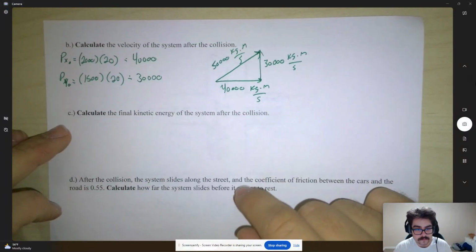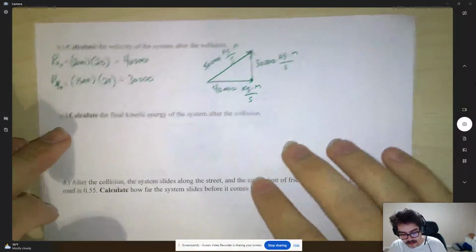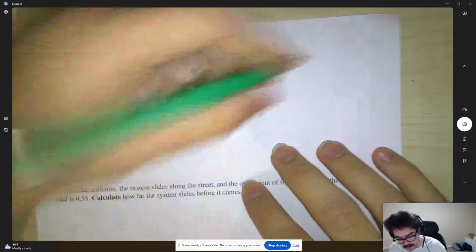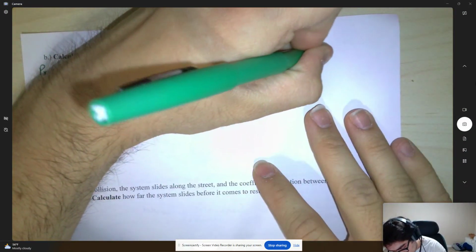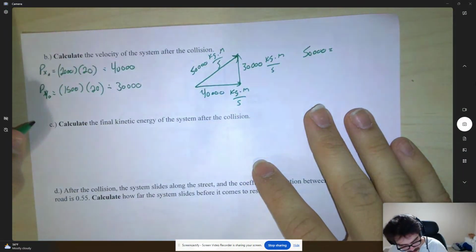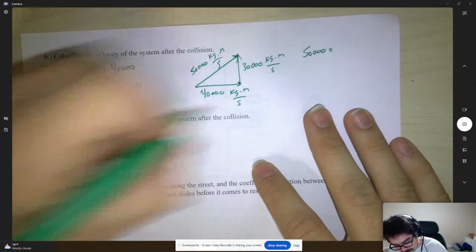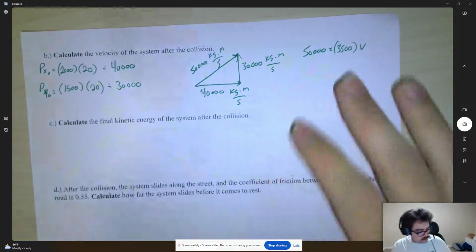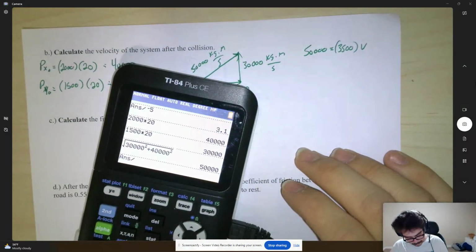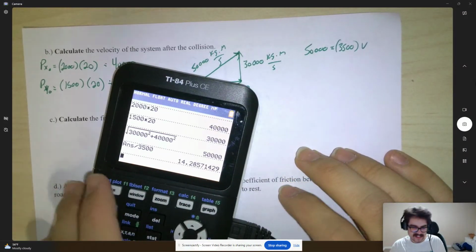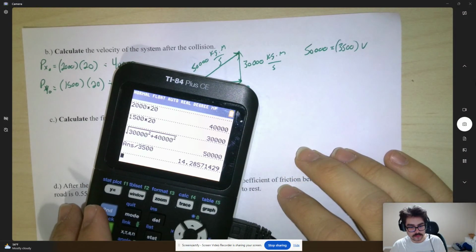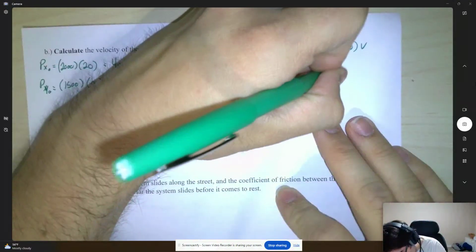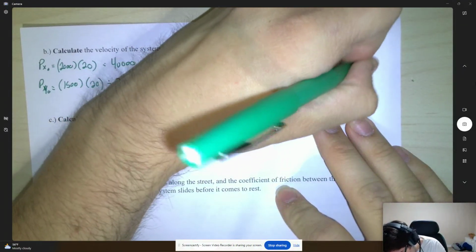Okay. So there's that. And then I have to set this equal to the final momentum, which is combined mass times velocity. So I would do 50,000 equals the combined mass of the system, which is going to be 3,500 times the velocity. So divide by 3,500, and I get about 14.29. Let's make it 14.29. Okay, meters per second.